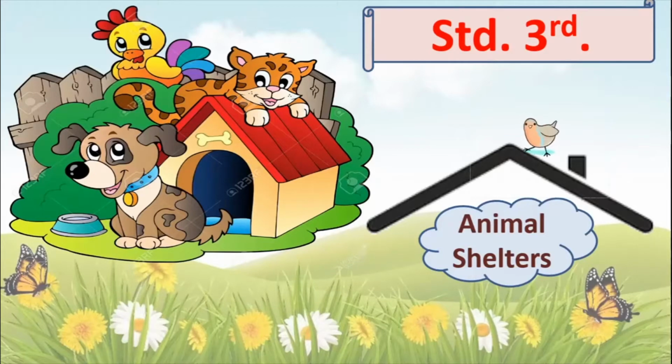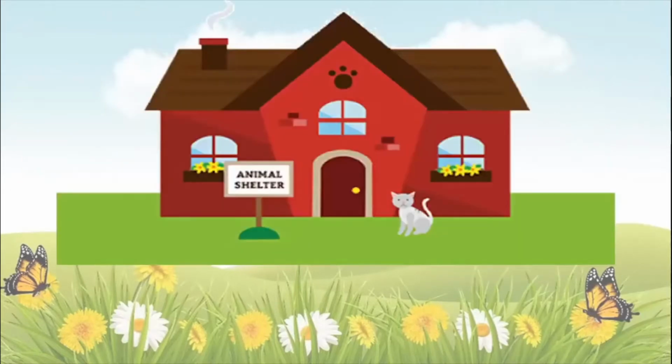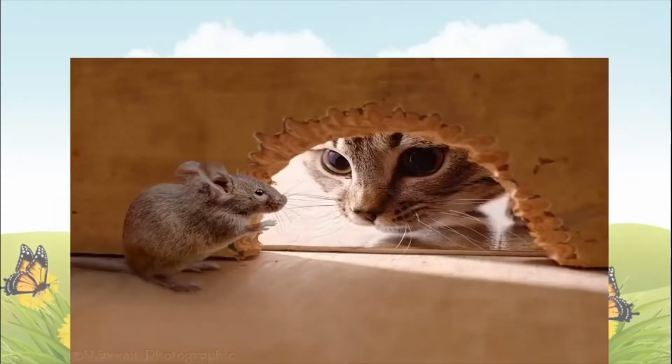There are a number of beautiful pictures and images to see. You will learn a lot of new things in this lesson. So let us start this lesson and talk about animal shelters. What are animal shelters, children? Animal shelters means the places where animals live. Now look at this picture carefully. You can see two animals in this picture, isn't it?